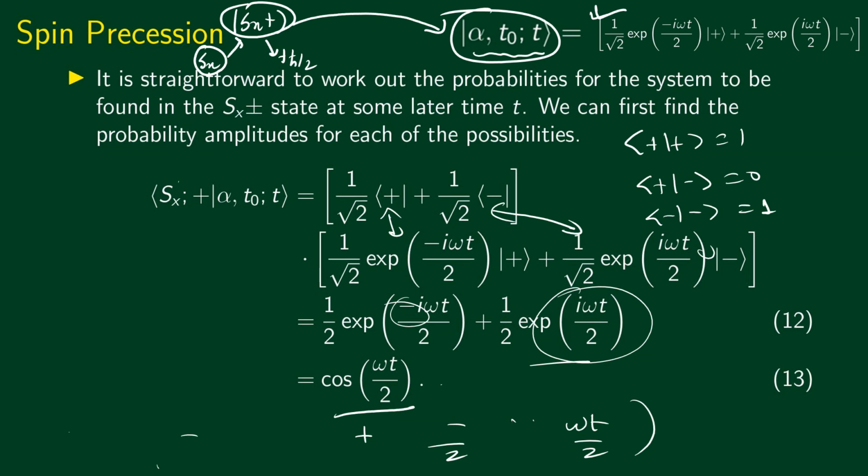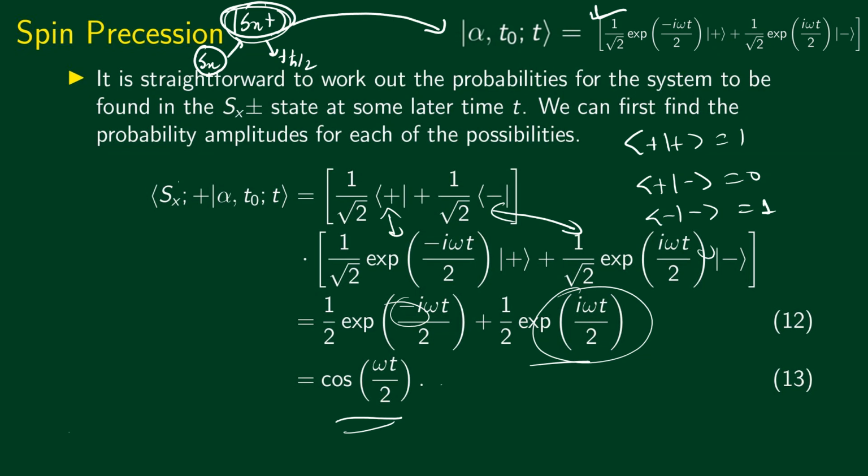Okay. So we see that the probability amplitude for measuring +ħ/2 is cos(ωt/2) for this state. Okay. Initially, the probability amplitude for measuring +ħ/2 was 1. If you measured Sx on the initial state, the probability for +ħ/2 was 1. Okay. But at a later time, the state has evolved.